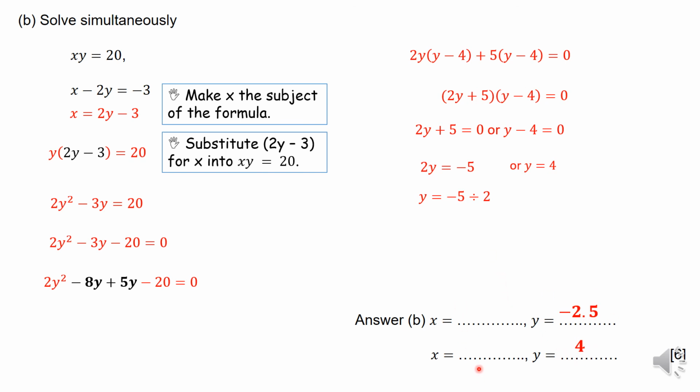Now we need to find the corresponding x values. To do that, you can use this equation where you make x the subject of the formula. It doesn't really matter, but this is the best one to use. When y is -2.5, I get an x value of -8, and you put it in the right place. When y is 4, I get 5 as an output, so you also put it in the right place.